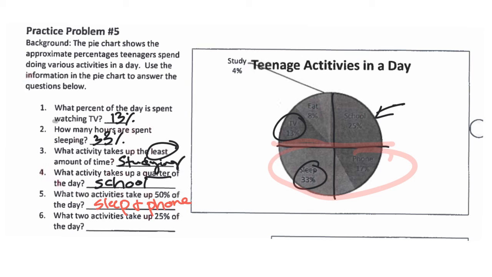What two activities take up 25% of the day? So you have to find two activities that add up to 25. So you can automatically eliminate school and sleep. If I added TV and eat, that wouldn't be 25. Oh, phone and eat add up to 25. So phone and eating, because 8 plus 17 is 25%. Okay, last problem.